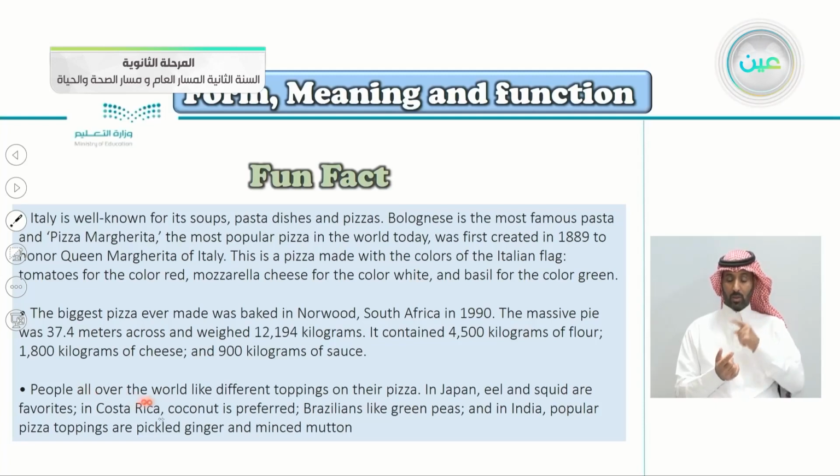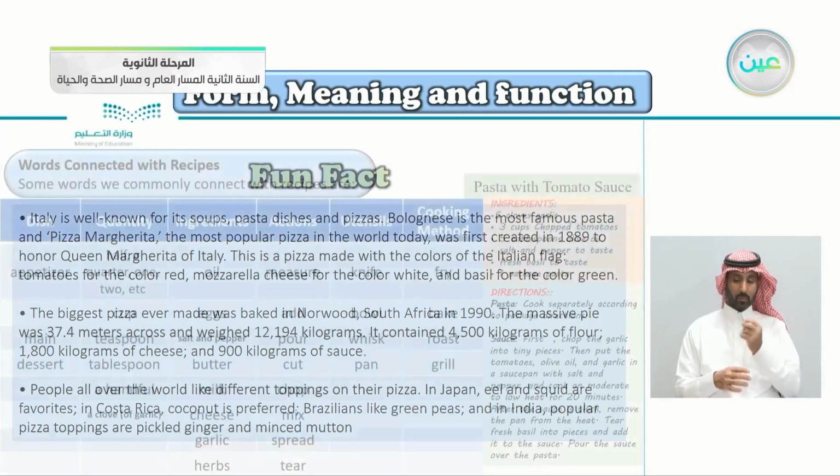People all over the world like different toppings on their pizza. In Japan, eel and squid are favorites. In Costa Rica, coconut is preferred. Brazilians like green peas, and in India, popular pizza toppings are pickled ginger and minced mutton. So people differ in how they top their pizza.